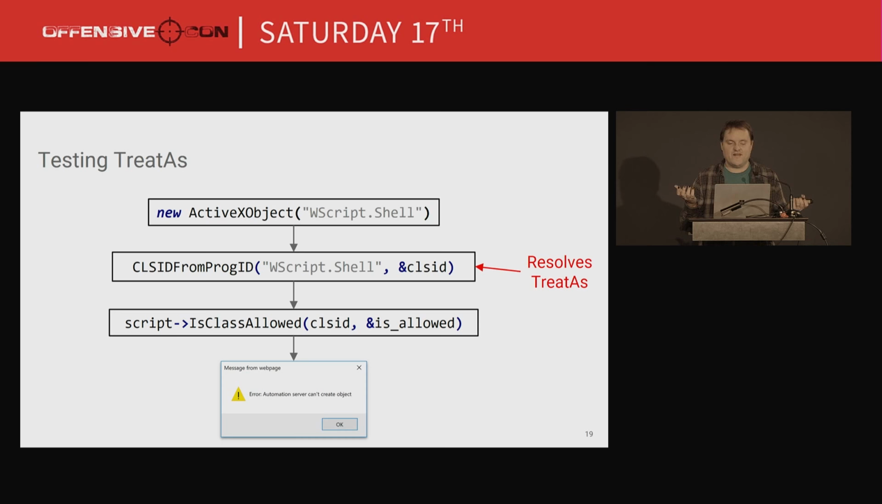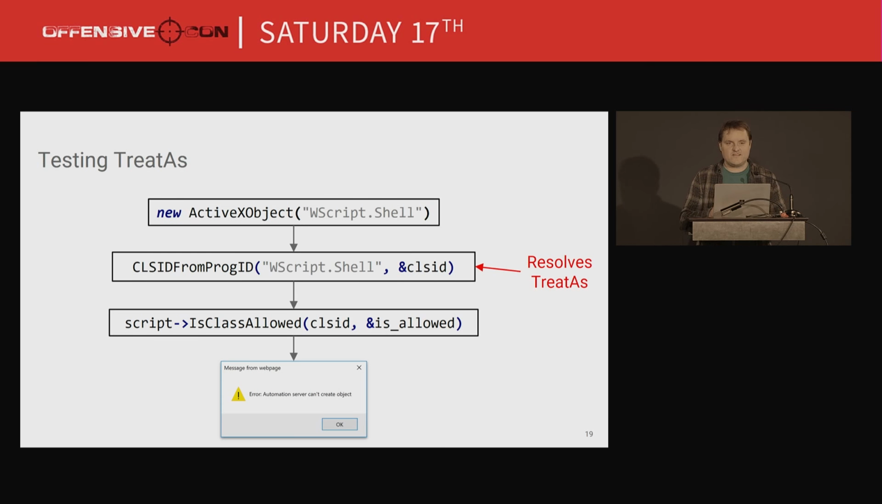But when I tried it, it doesn't work. And the reason it doesn't work is CLSIDFromProgID is cleverer than me, obviously. What it actually does is, when it's looking up that string, it follows all the links and all the TreatAs keys and ends up returning you the class ID which is banned and the one you wanted to create. So by the time it calls IsClassAllowed, it still says you're banned because you're not allowed to do that. And so we obviously get the same error.